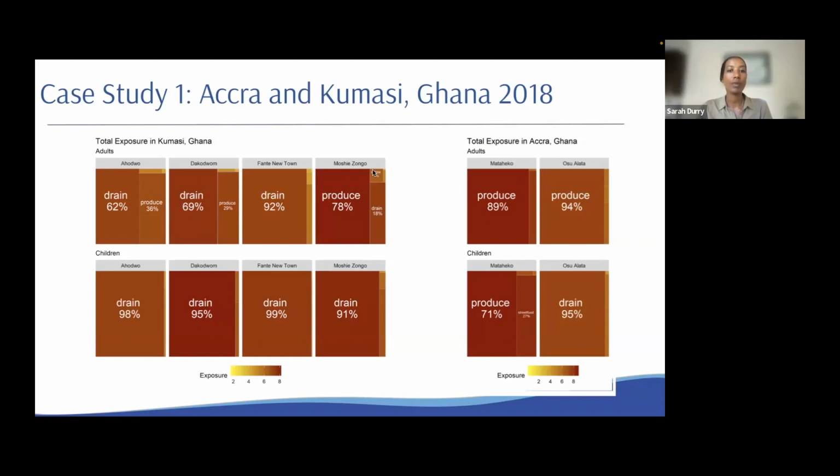The results for Kumasi show that for adults, open drains were a dominant pathway for most neighborhoods, with an exception of Moshi Zongo, where produce was a dominant pathway. And for children, you can see that open drain was a dominant pathway across all neighborhoods. And then for Accra on the right, we see that produce is a dominant pathway for adults in both neighborhoods. And for children, we see both produce and open drains.